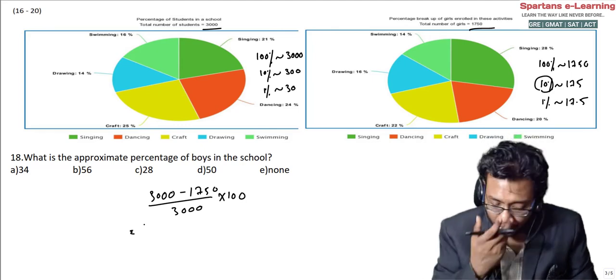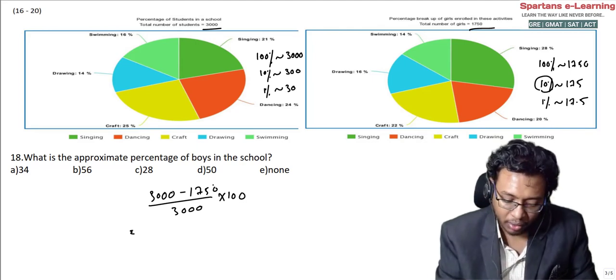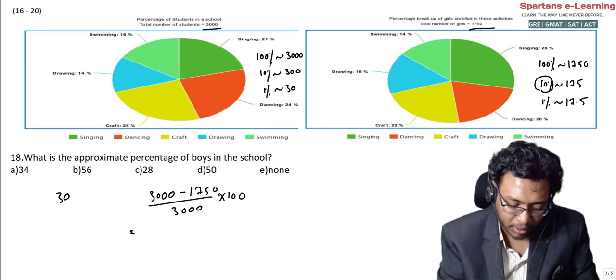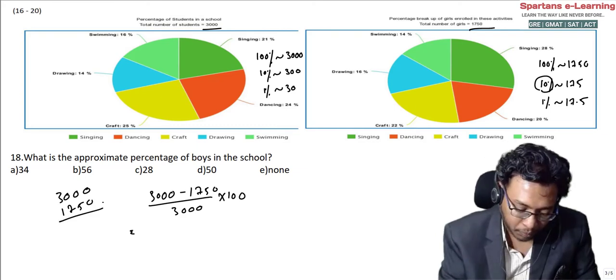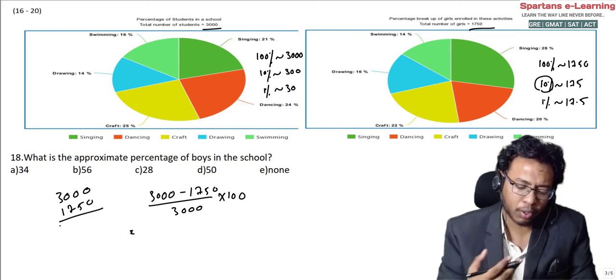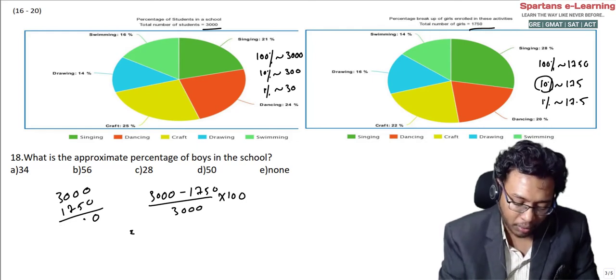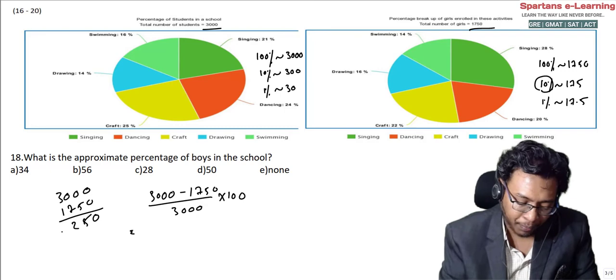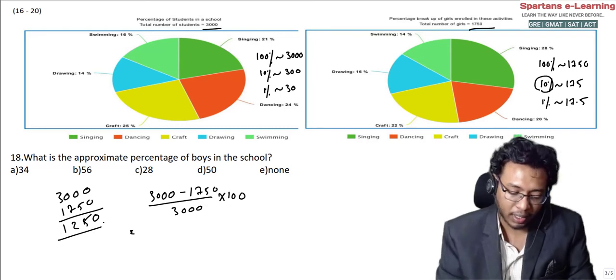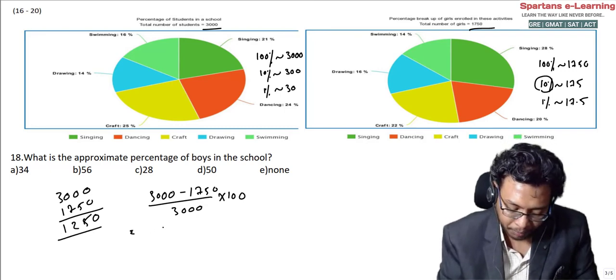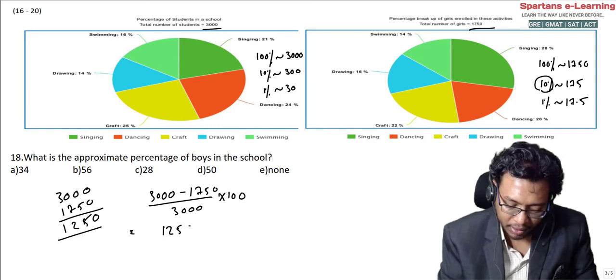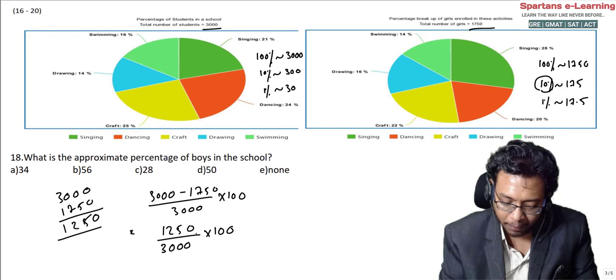Now you see here, 3000 minus 1750. So I will subtract this. If you don't want to subtract this way, you can do it the other way also. I will tell you how to do that. This way you will get 1250. 1250 by 3000 into 100, right?